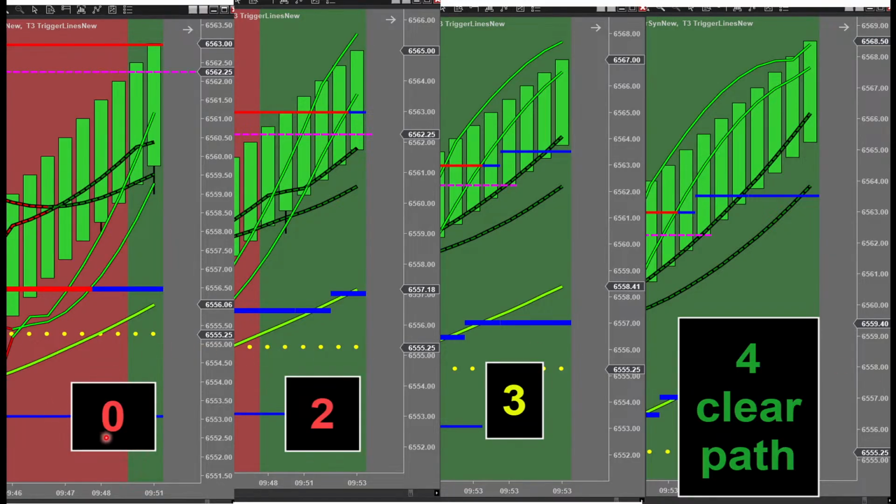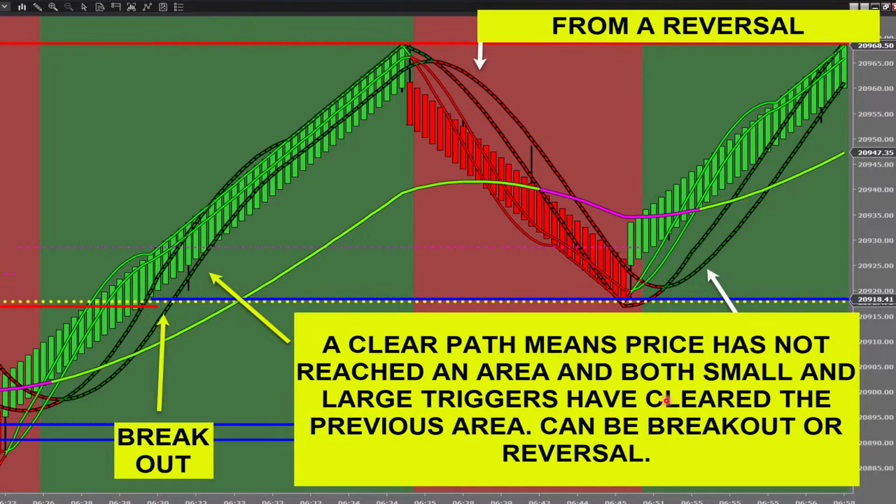So no triggers, no trade. 2 triggers, sit on your hands. 3 triggers, let's take it, manage it assertively if the rules are met. 4 triggers, holy shit, life is good. With all that momentum, it is a steam train to giddy up. 2 ways to establish a clear path. From an area breaking, we call that a breakout of Fibonacci. From a reversal, where the market, everything changes color, changes direction, gives you the rules met.